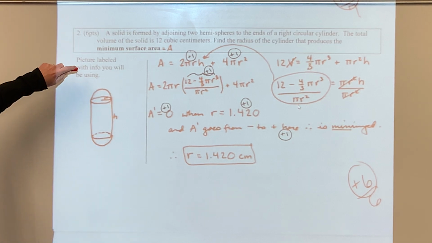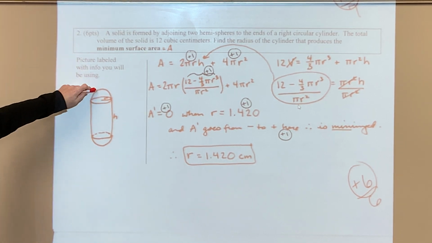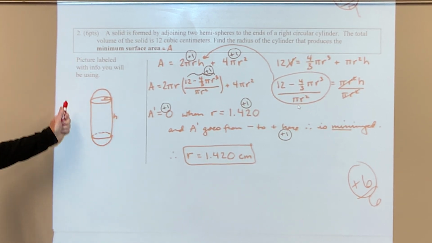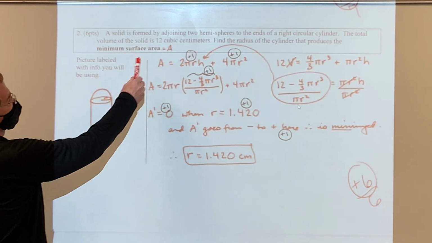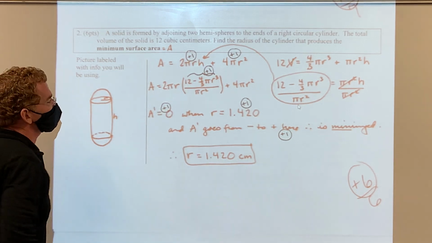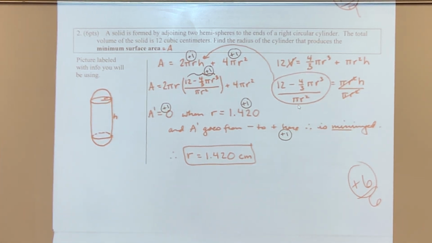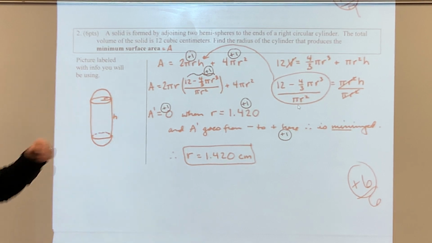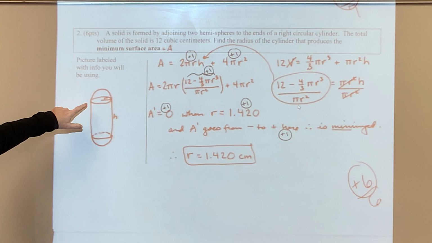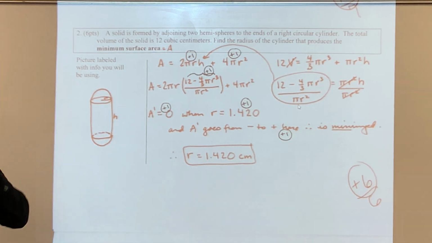So on this one, it says a solid is formed by putting 2 hemispheres at the ends of a right circular cylinder. The total volume of the solid is 12 cubic centimeters. It says find the radius of the cylinder, so find r that produces the minimum surface area. So I'm minimizing my surface area. So I want the surface area of what 2 things?